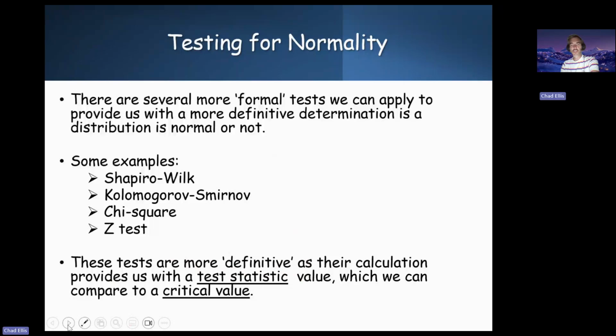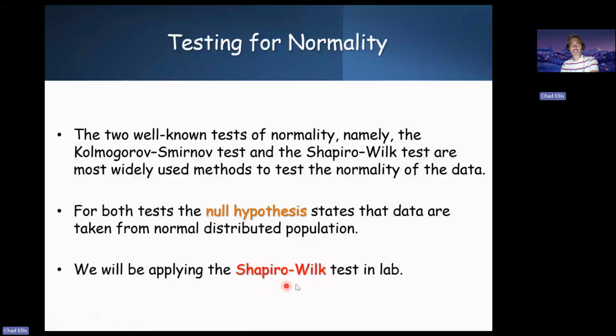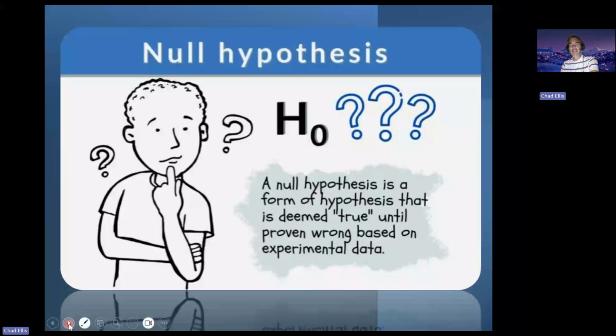So the two most well-known tests, the Kolmogorov-Smirnov and the Shapiro-Wilk test, right? Those are the common ones. They both use what's known as a null hypothesis, that states that the data set you're dealing with is a normally distributed population. So what is this null hypothesis? Like I said, we'll be applying the Shapiro-Wilk test in the lab. But before that, in more general terms, what is the null hypothesis?